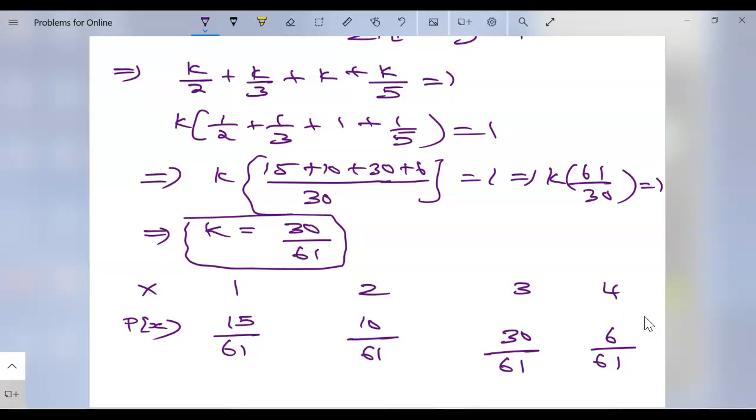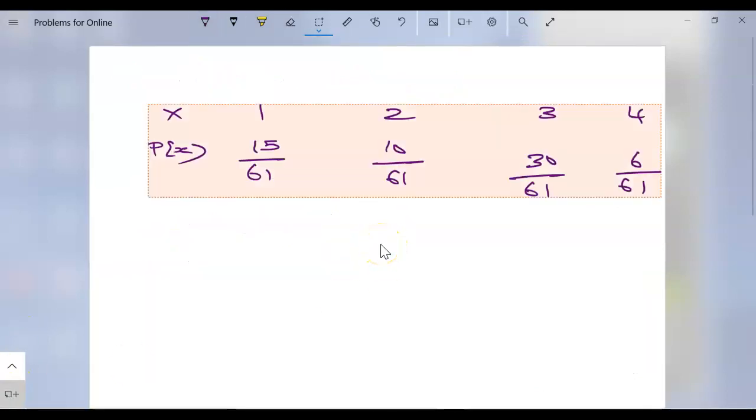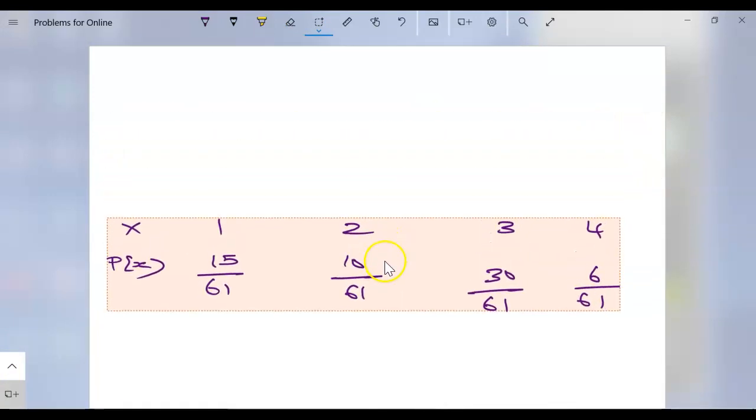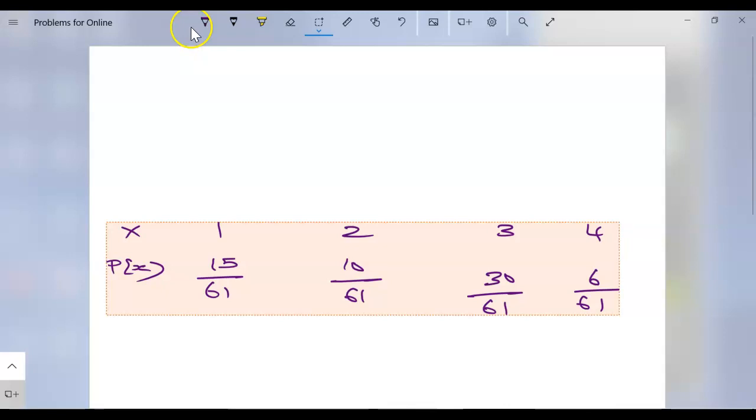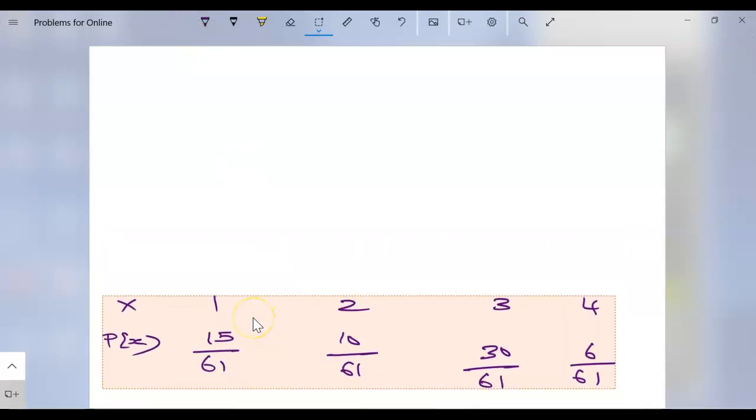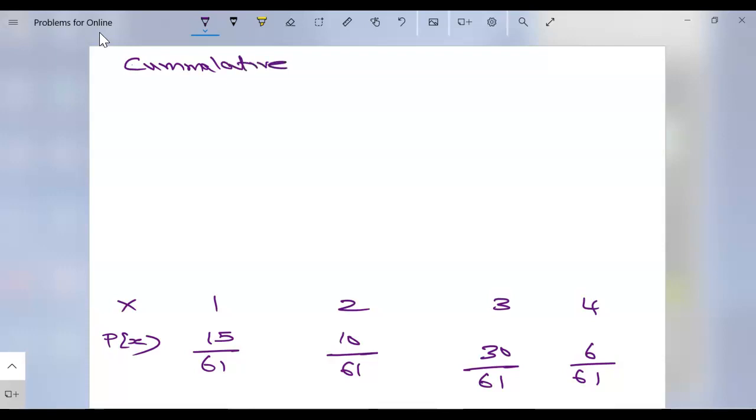Now, the second problem in this, if you notice, is that I want the cumulative distribution function. Let me copy this snippet to the next page. Okay, so I want the cumulative distribution function. The second problem in this is the cumulative distribution function. Let me keep it here. We call it the cumulative distribution function.